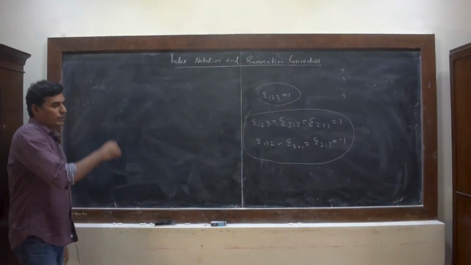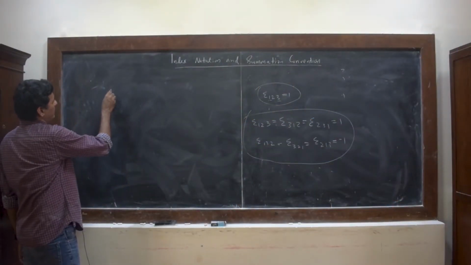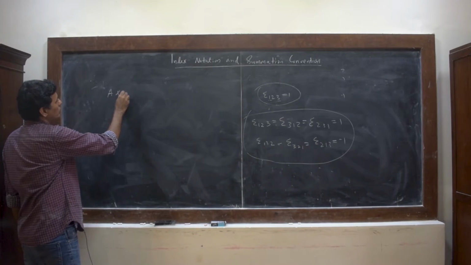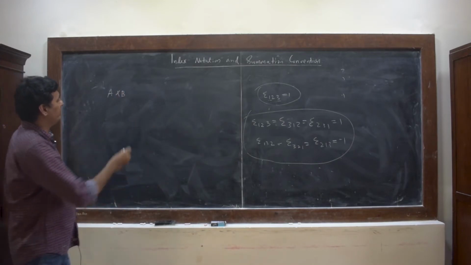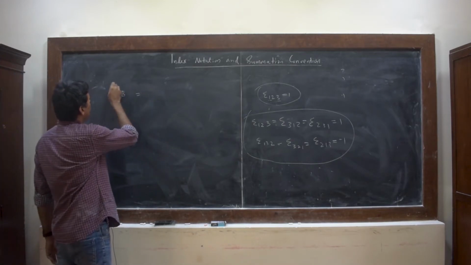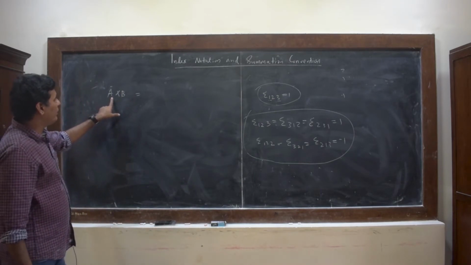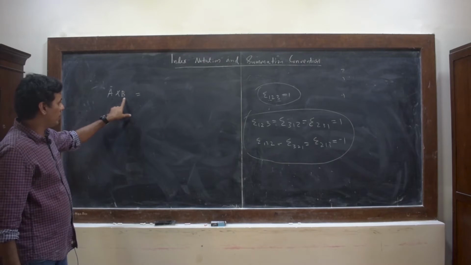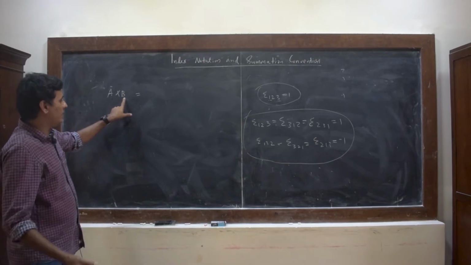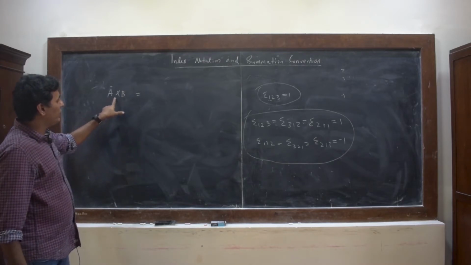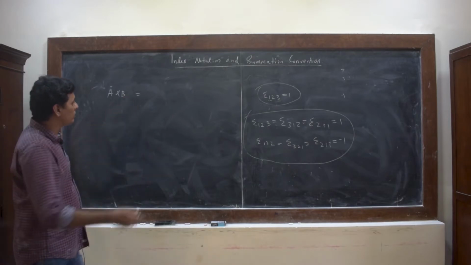Fine. So now let's suppose you have two vectors A and B. So what is A cross B? Generally you will have a way of evaluating A cross B. Suppose the components of A are A1, A2, A3 and B is B1, B2, B3, or I mean your Ax, Ay, Az. A1, A2, A3 and B1, B2, B3 are the components of A and B.